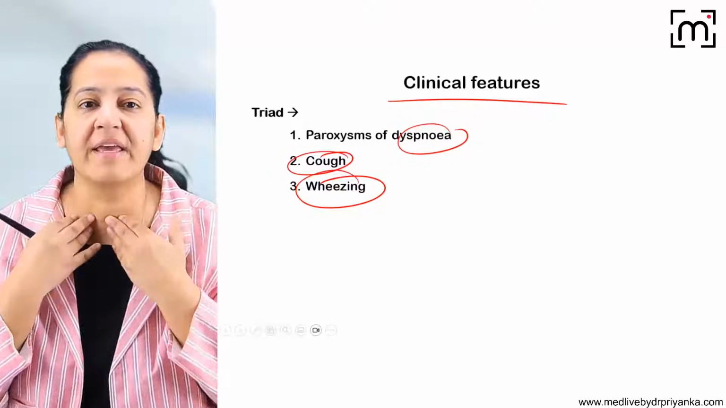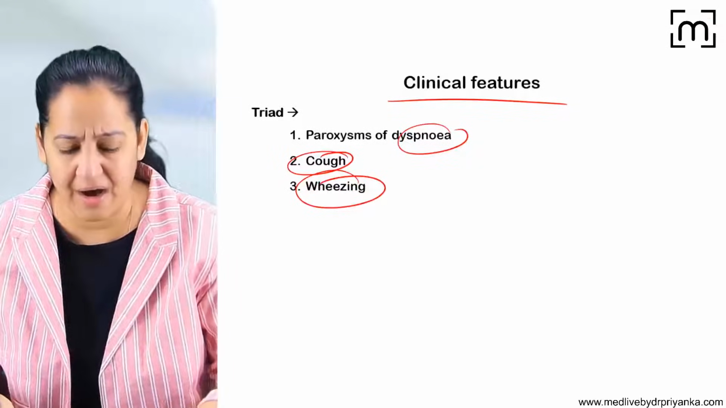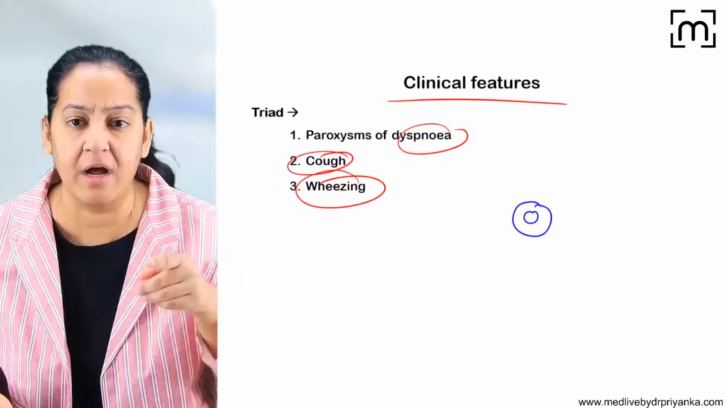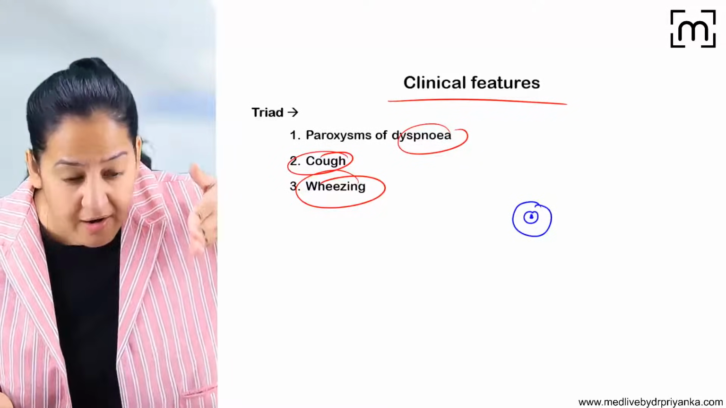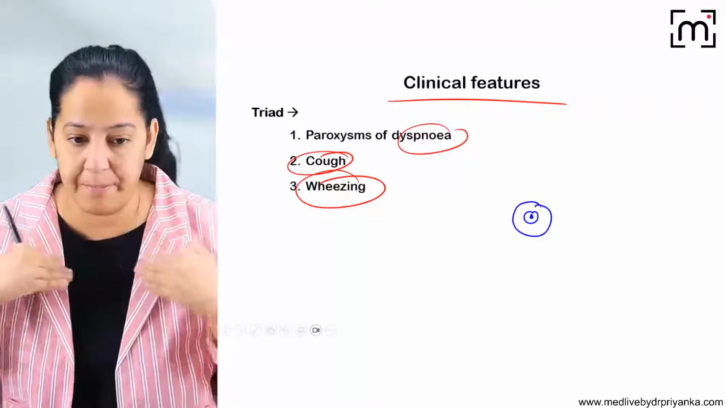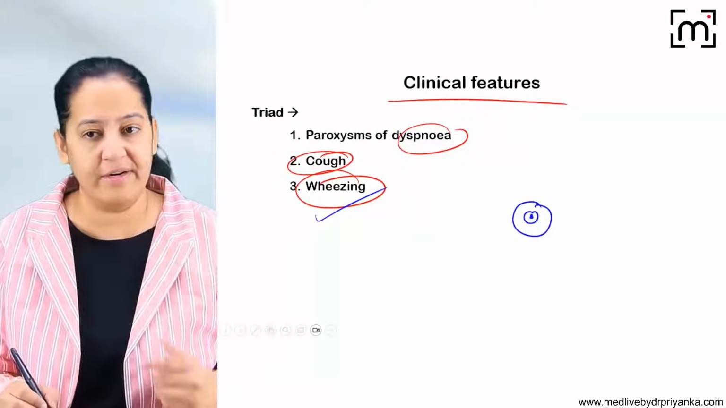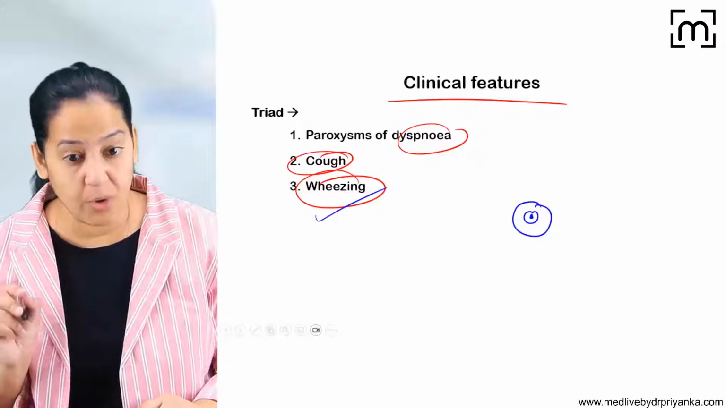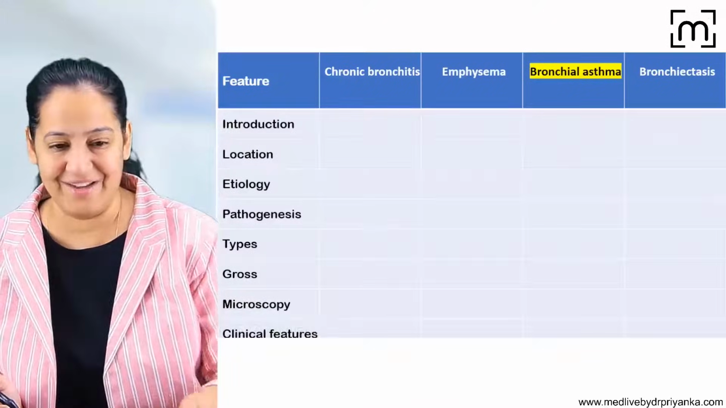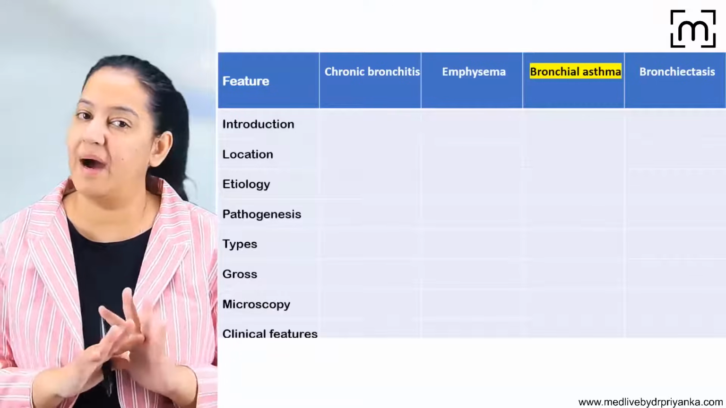Whenever the trachea is very narrow, the lumen of the trachea is hardly anything, air is passing through a very narrow trachea and bronchi, so a sound is created. That sound is not auscultatory, it is heard as it is. That sound is known as wheezing. So that is the wheezing. Okay, so that is the asthma. So we are done with asthma.